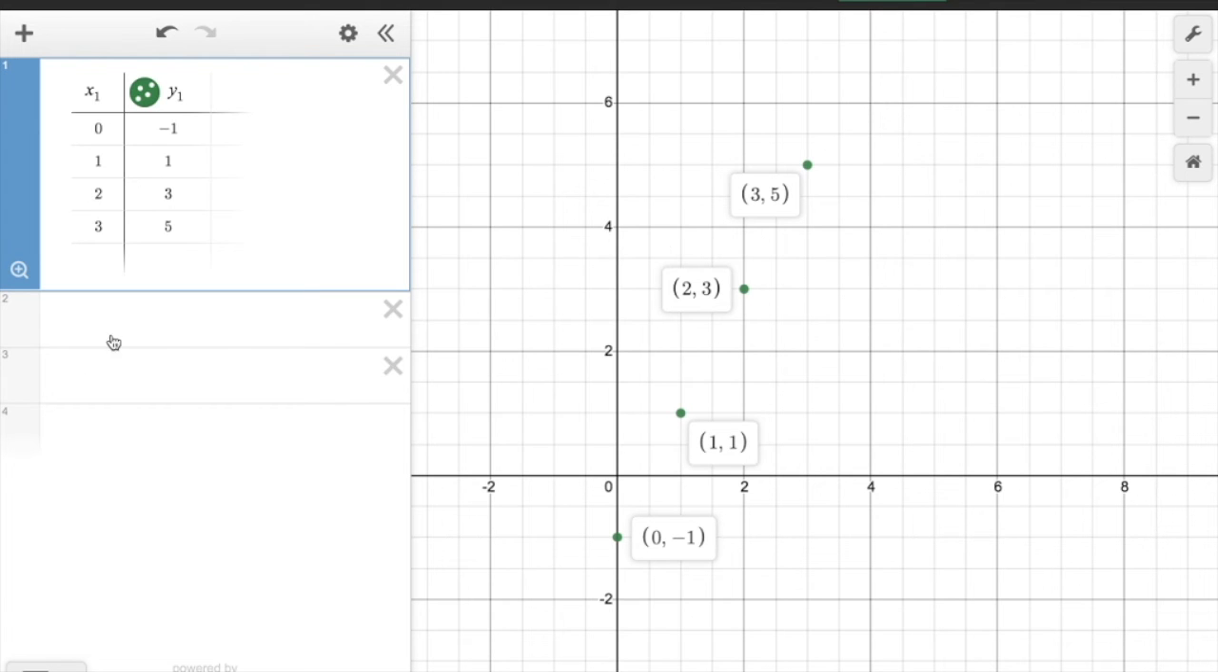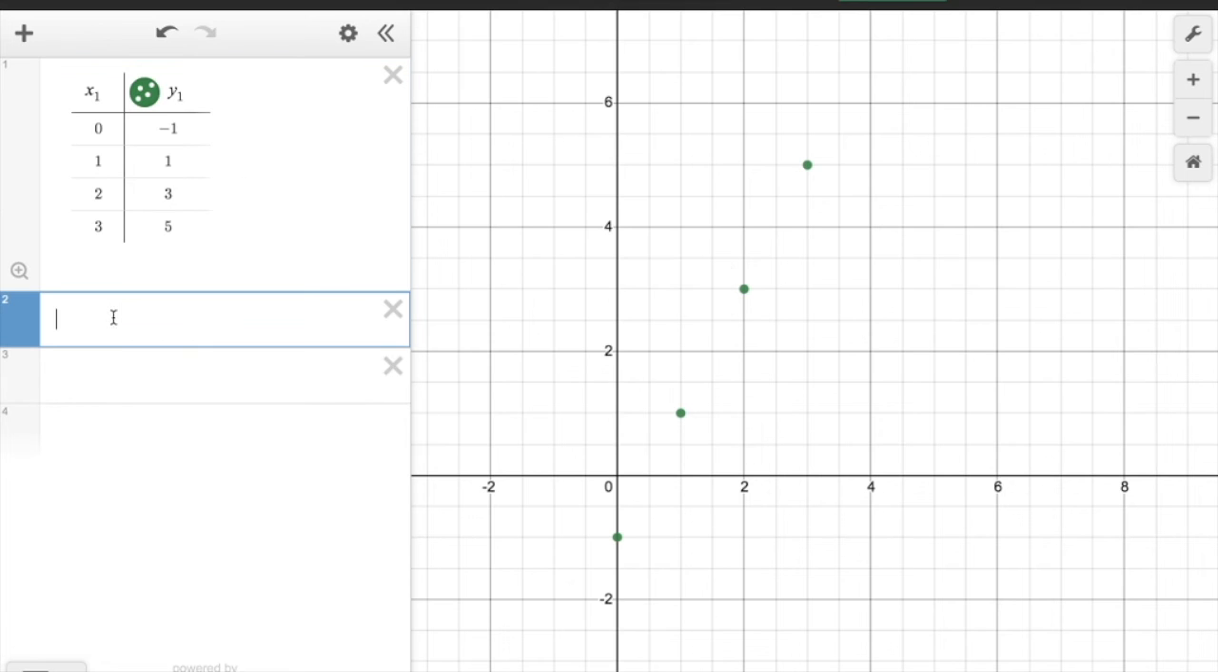Now let's see if we can figure out the equation for this using what we learned. So we said that every time we increase x by 1, we increase y by 2. So that is the rate of change. So this is the equation for our relation: y equals 2 times x.